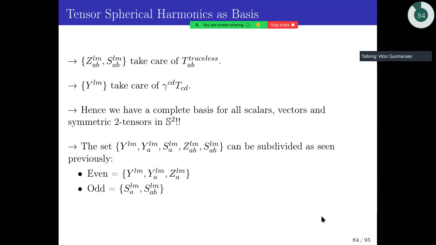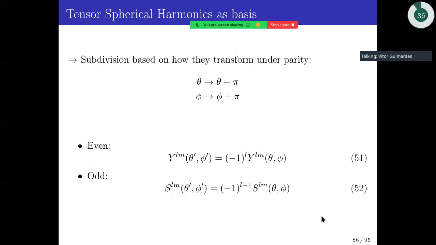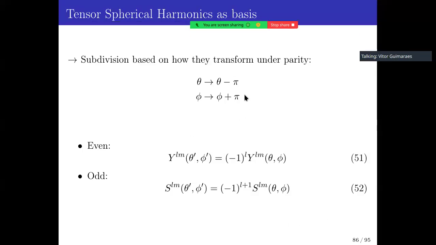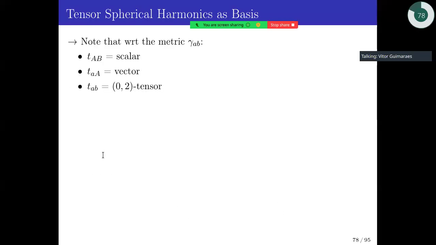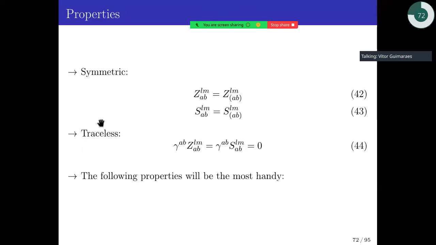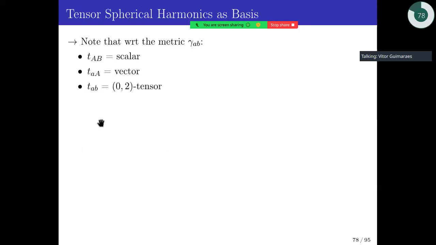We subdivided them according to their transformations under parity, which is why we call them even and odd. This is not going to be very useful for us. It's just a way for you to make sense of why they are labeled this way. In many references they are labeled this way, and in some other references they are just called polar or axial, but they are completely interchangeable.